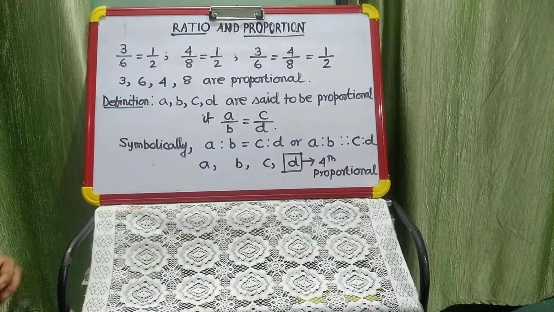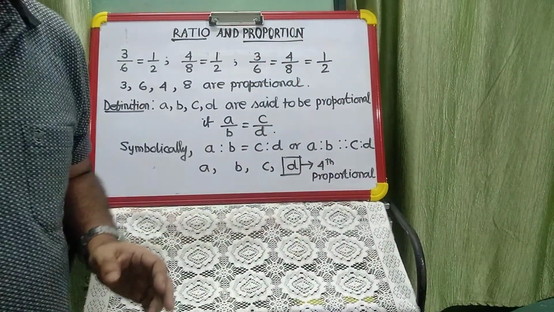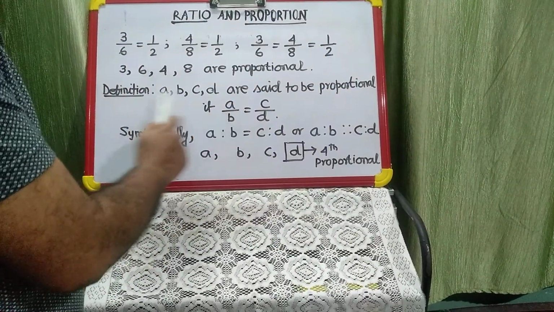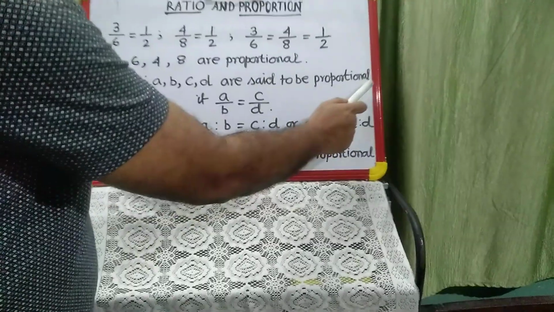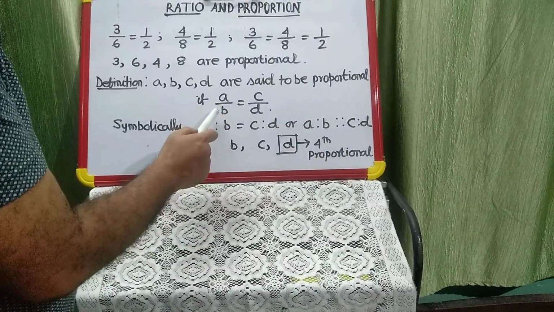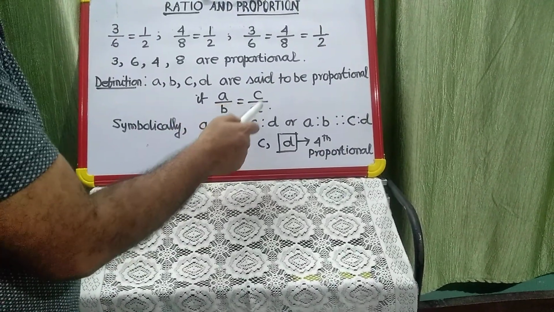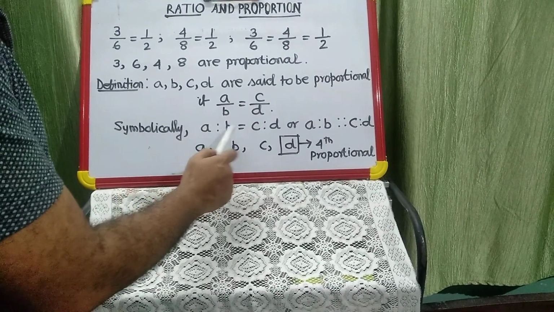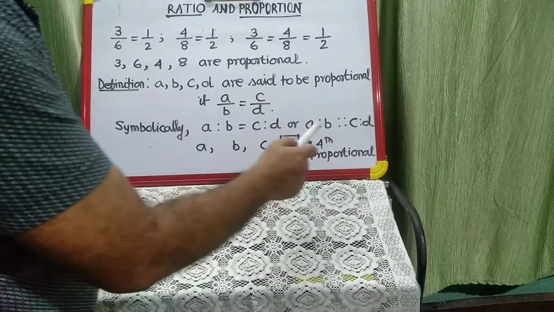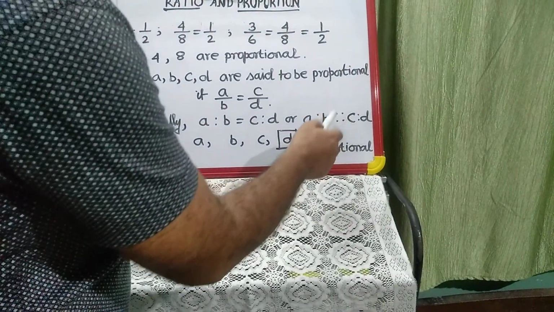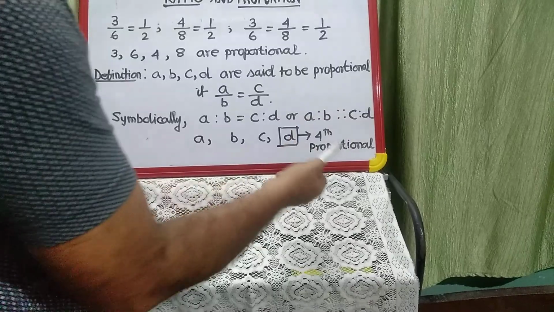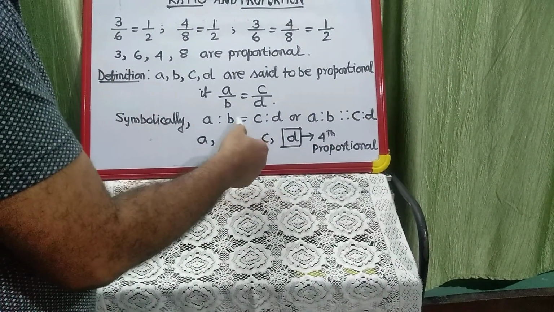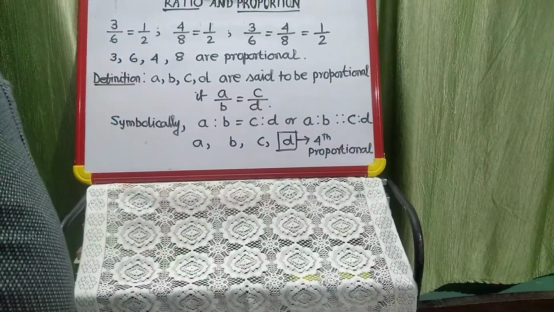So we may move on to the definition of proportionality from here. We say the numbers A, B, C, D, 4 numbers are said to be proportional if A by B is equal to C by D. Symbolically, we may write it as A is to B equal to C is to D, or we may replace the sign of equality between them by this sign. But I would suggest you to use this one as you are more comfortable with the sign of equality.